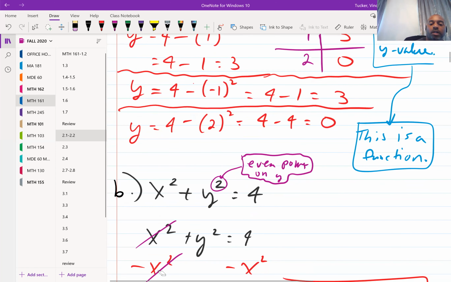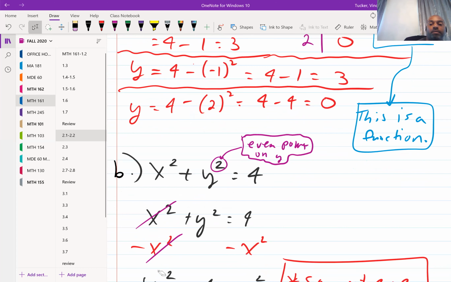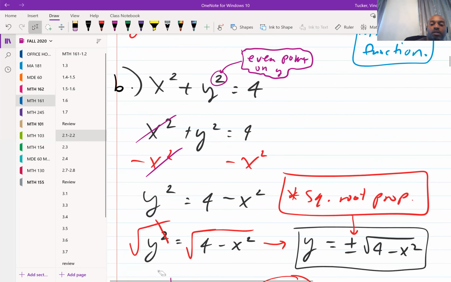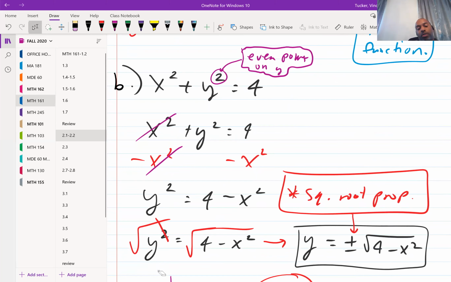All right. So once again, we're going to solve for y. But when I go to solve for y, I need to take the square root in order to get the square off of y. Notice we subtract the x squared from both sides. Got y squared equal to 4 minus x squared. Then I have to take the square root.